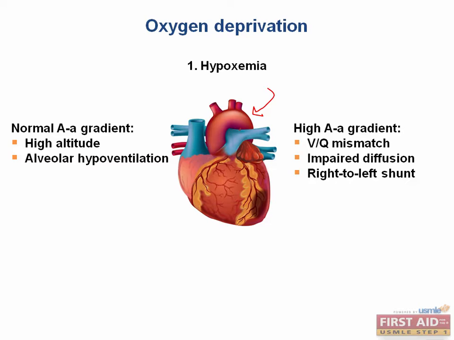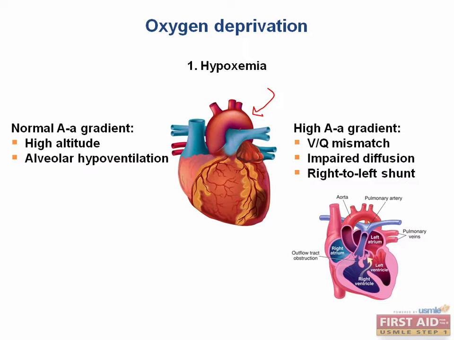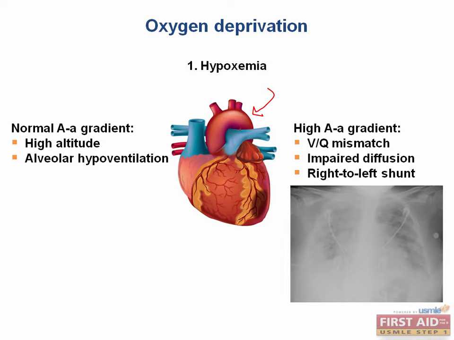Now speaking specifically about a right-to-left shunt, what could that include? Well, it could be anatomic, like tetralogy of Fallot with a VSD, where low oxygen content blood goes out through the aorta. Or physiologic, like pulmonary edema. In pulmonary edema, blood is flowing through the lungs, but all the edema in the alveoli blocks gas exchange, so blood returns to the left side of the heart without getting oxygenated.